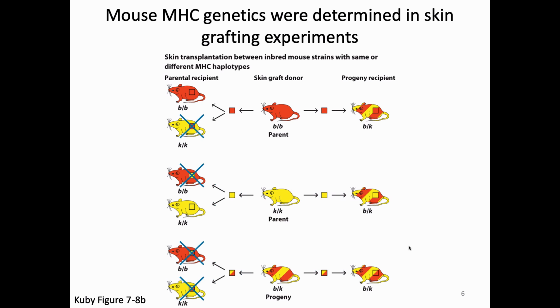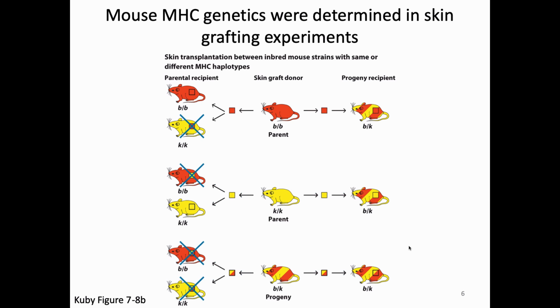And so what they found is that if they took the orange mouse and tried to take its skin and put it on another orange mouse, it worked. If they tried to go from an orange mouse to a yellow mouse, it didn't work. And if they went to the progeny, the stripy mouse, it also worked. This one has some orange in it. When they did yellow, yellow could go to yellow mice. Yellow could not go to orange mice. Yellow could go to the stripy mice because they have yellow in them.